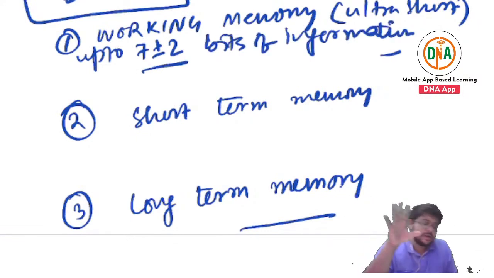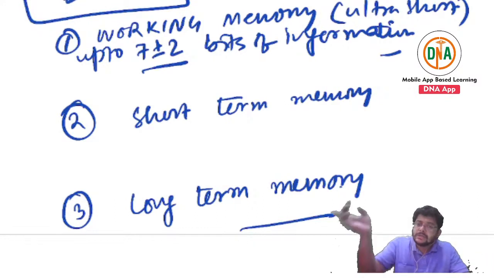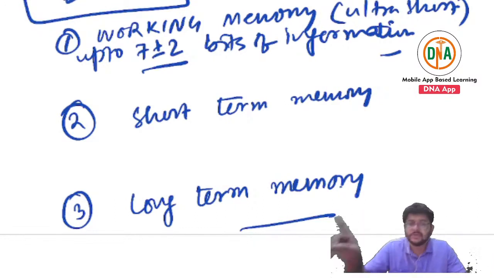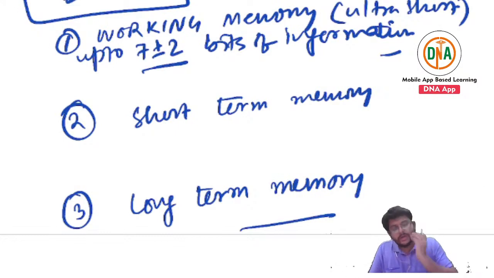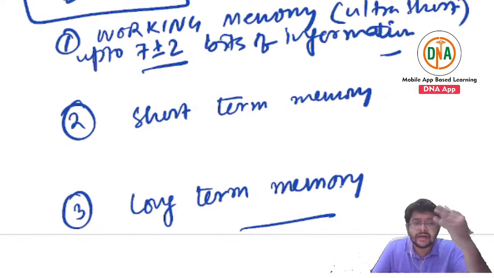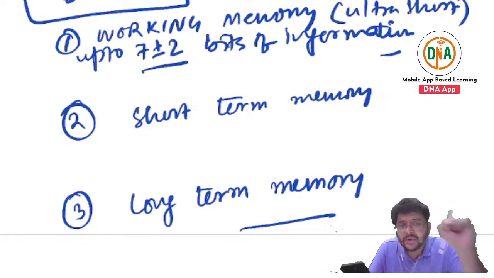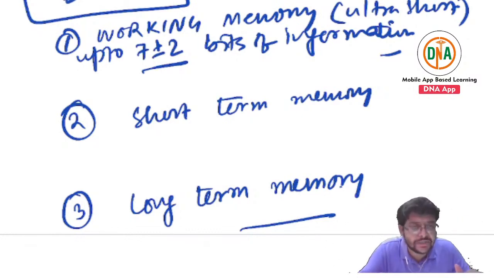What is working memory? Suppose you ask your friend for a phone number, say 987848. You just listen to it once, and by listening once, you dial the number. If it connects, fantastic, you talk to your friend. But suppose the number is busy, and the second time you go to dial it, you find that you cannot remember the number. This is working memory. Working memory basically deals with less than 10 chunks of information.